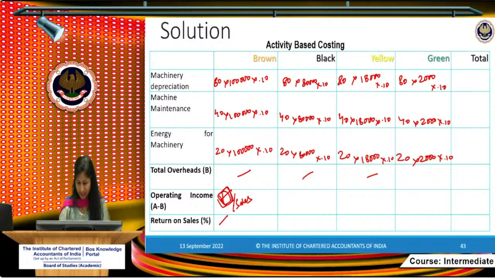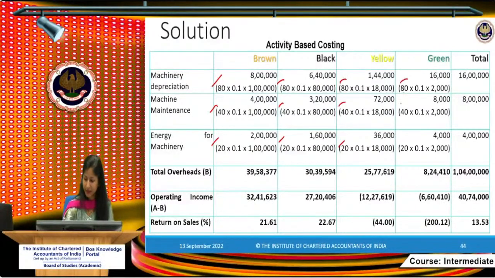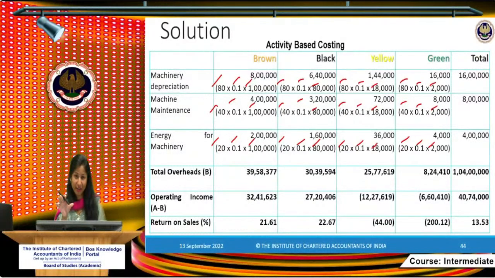What are the actual figures we have put over here? As you can see, 80, 40, 20 was the rate, repeated for each. What was the machine hour per unit? 0.1 in all cases. These all are the same. And what was the number of units? Here, 1 lakh, 1 lakh, 1 lakh, 80, 80, 80, 18, 18, 18, and 2000, 2000, 2000. I think this sheet is now clear to everyone.